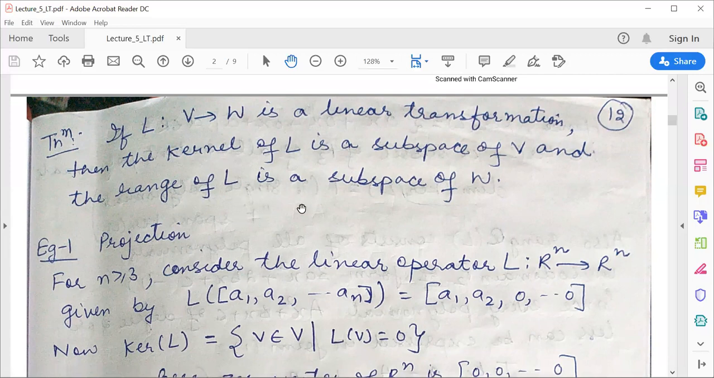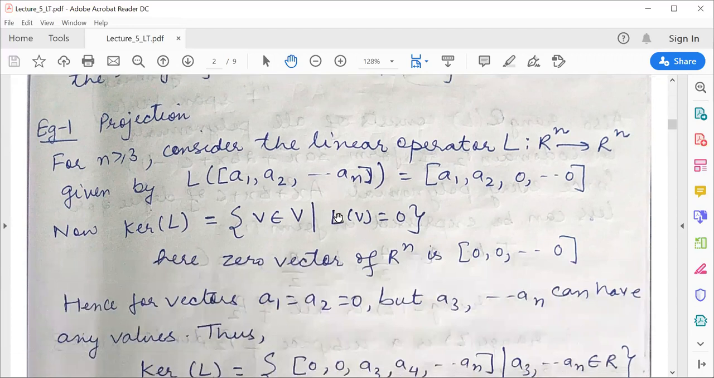You can also prove this theorem by showing two properties. Firstly, you need to check that both the sets are non-empty. If both the sets are non-empty, then to show that kernel is a subspace of V, you need to check two properties, closure under addition and under scalar multiplication. Similarly, for the range of L, if this is a non-empty subset, then to show that this is a subspace of W, you need to check only two properties, closure under addition and closure under scalar multiplication.